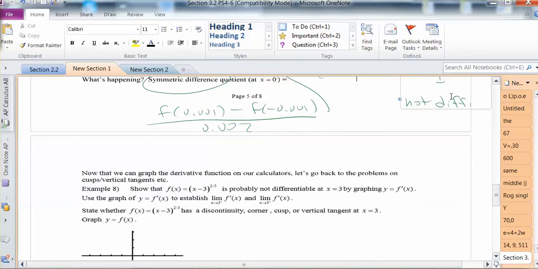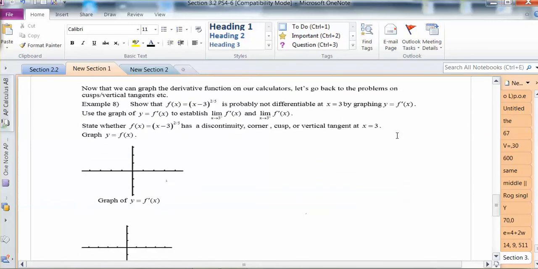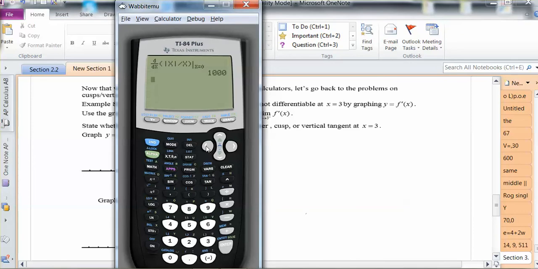Okay, last example. We're going to talk about f of x equals (x minus 3) to the 2/5. And we're going to try to determine the reason for it not being differentiable. But first we have to prove it's not differentiable. So if I were to graph this, we'll go back to the calculator. I'm going to type in (x minus 3) raised to 2/5, and I'm going to leave y2 alone because I want the derivative of y1.